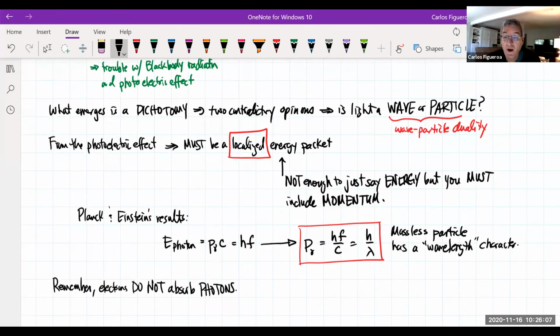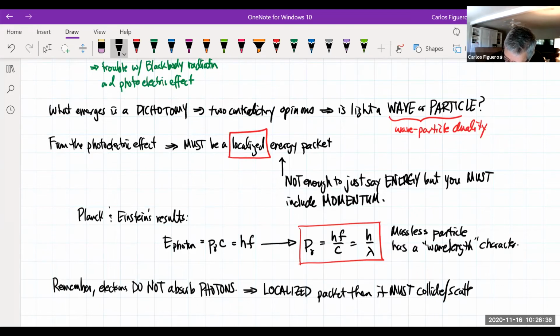So when you do this, what you're finding here is that if I have this localized, so this means that if I have a localized packet, then it must collide, scatter like billiard balls or cars, whatever you want to think about it.